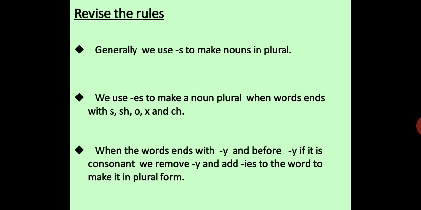The third rule is when the words end with y and before y, if it is a consonant, we remove y and add ies to the word to make it in a plural form. In this rule, when the last letter of the word is y, but before y there is a consonant, then we remove the y and add ies to it to make it in a plural form.